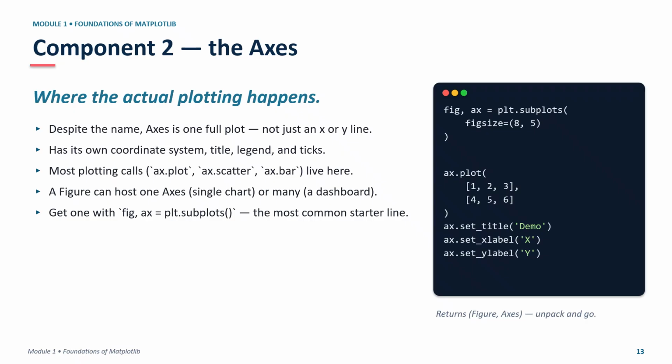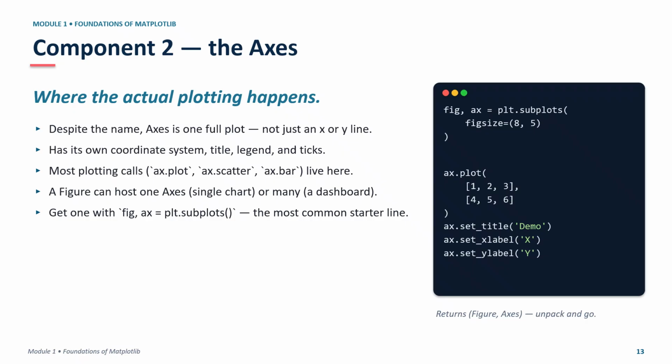So think of axis as a plot canvas within a figure canvas. If the figure is a gallery wall, then the axis is the individual painting hanging on that wall. The most common way to create the figure and the axis at the same time is fig, ax = plt.subplots(), and you can give the figure size (8, 5). This single line creates the figure and one axis.